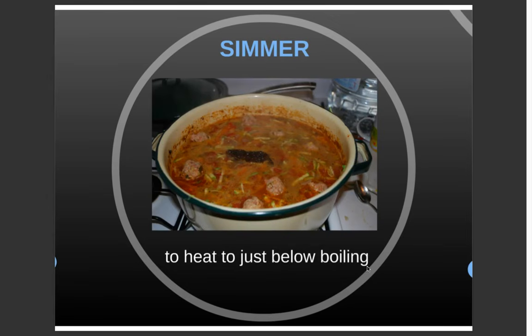Simmer is when we heat our liquid in a pot on the stove till it's just below boiling. The bubbles aren't actually reaching the surface and bursting, it's just below it, so it's a nice hot temperature and allows the flavors to just simmer and build and work together. Great for soup or stew. This is a stew.